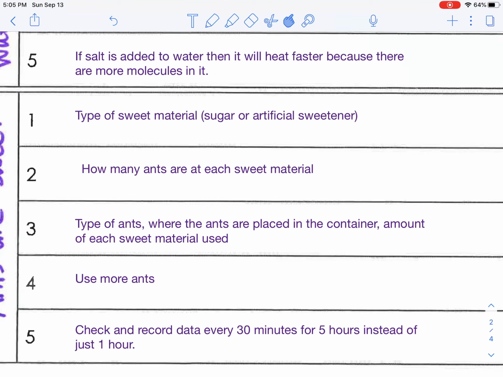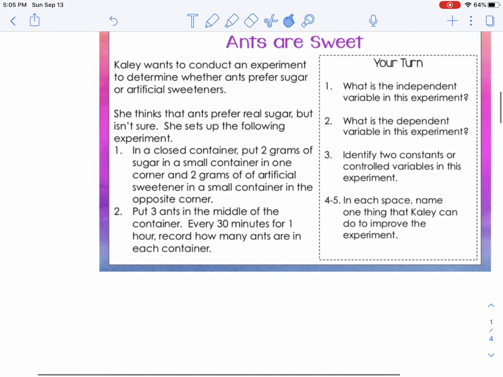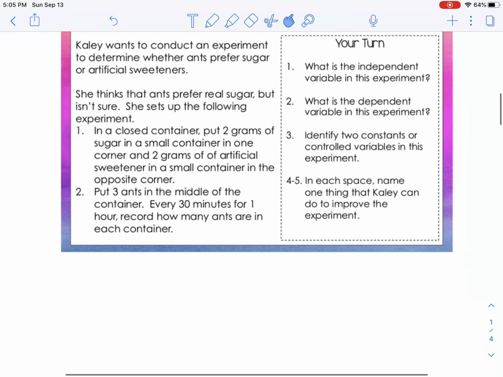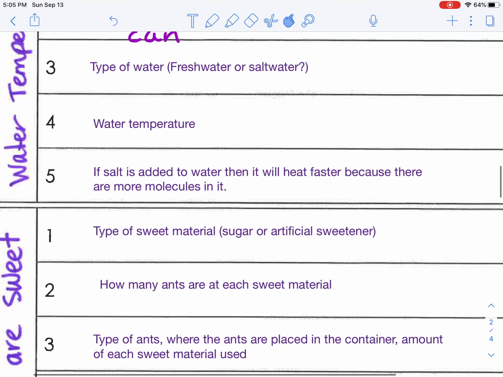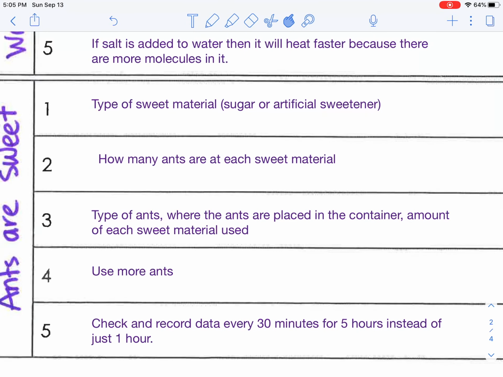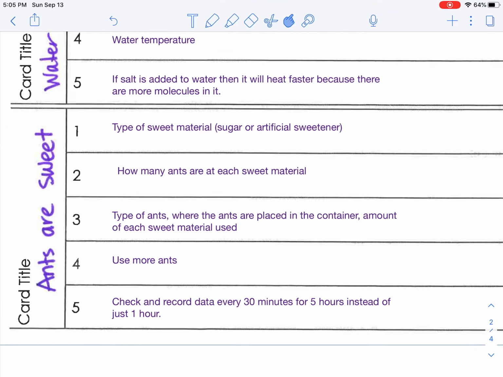You also could add a little bit more of each one of those sweet materials. What did we add originally? We originally added 2 grams. Could you add 3 grams? Could you add a little bit more? But definitely adding more ants to the mix would give you more data, more information, and then checking it for a little bit longer than just 2 times, like the 1 hour.